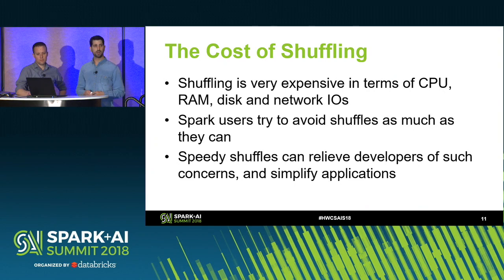So to summarize, the cost of shuffling is basically, shuffling is very expensive. This goes for CPU, RAM, disk, and network IOs. We often see Spark users trying to avoid shuffles as much as they can, just so they don't have to go through these complex operations, which can take a long time to tune and to find the sweet spot on the batch size and so on. And this is where we think that speedy shuffles can relieve developers of such concerns and basically let them simplify applications and focus on the actual job at hand.